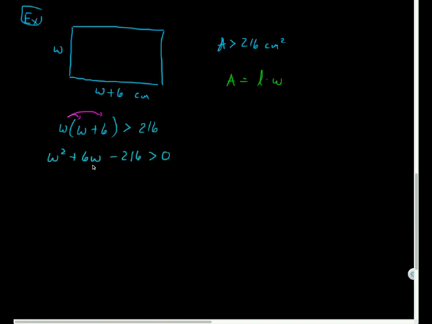So this is what I'm interested in, right? I could get that when I subtracted 216 from both sides. I want to know when the values of w are bigger than 0 for this equation. And those will be solutions of the problem, and those will give me rectangles that have areas bigger than 216, right? So one of the ways I could do this is I could actually graph the parabola, all right?